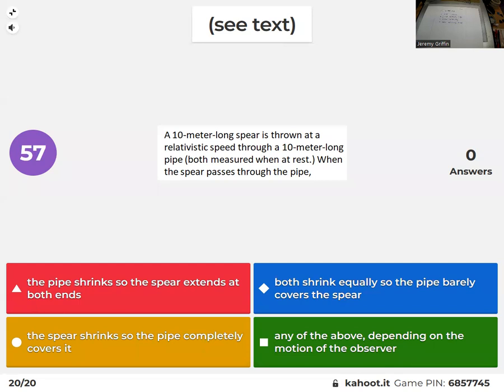A 10-meter long sphere is thrown at a relativistic speed, like maybe half the speed of light, through a 10-meter long pipe. But those 10-meter lengths had been measured when each of the objects were at rest. So at rest 10 meters, 10 meters. But now speed up to relativistic speed. When the sphere passes through the pipe, remember that train paradox yesterday? That would be a really helpful model for this one.